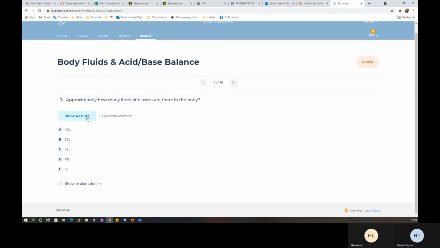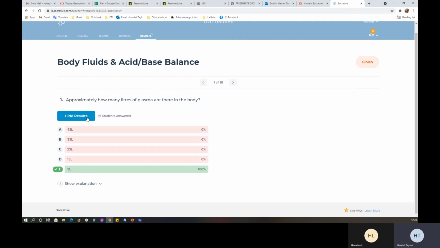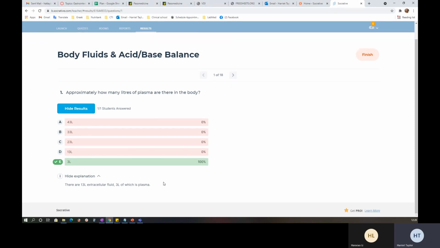So let's have a look at the results now. So yeah, it's 3 litres. If we have a look at the explanation, there's 13 litres of extracellular fluid, 3 litres of which is plasma. So nice easy one to start.